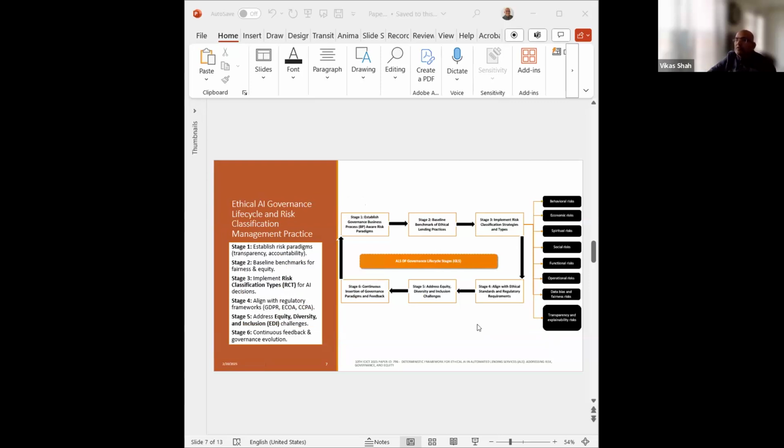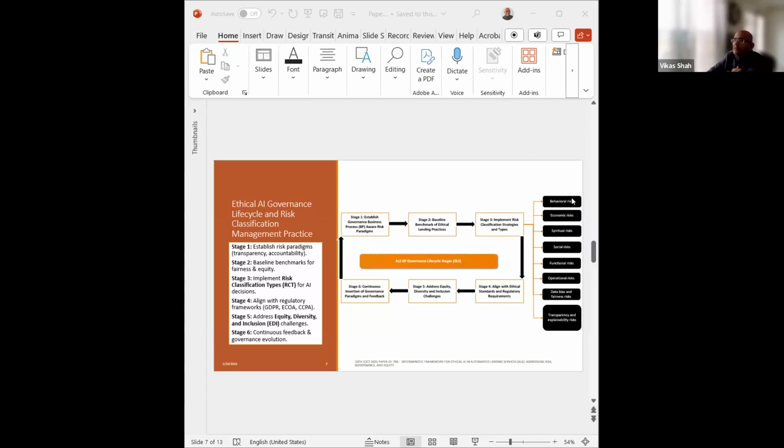Okay. So once we have this deterministic framework and the layers, we have to follow certain stages of governance to make it more accurate, more precise. What we have done is we have established the business processes with the risk awareness of ethical or responsible AI. Then we establish the baseline benchmark. And the third step is to implement the risk classification.